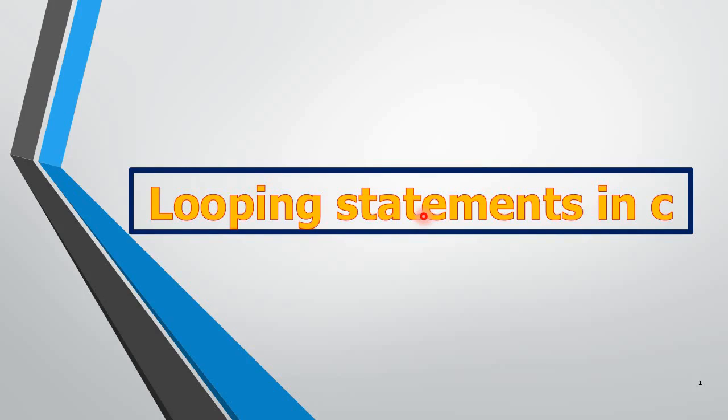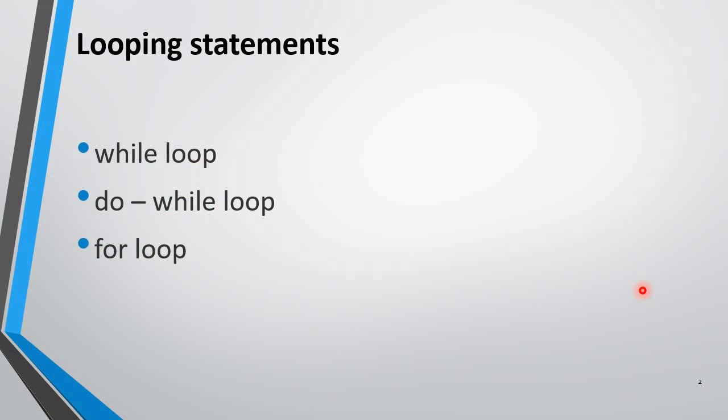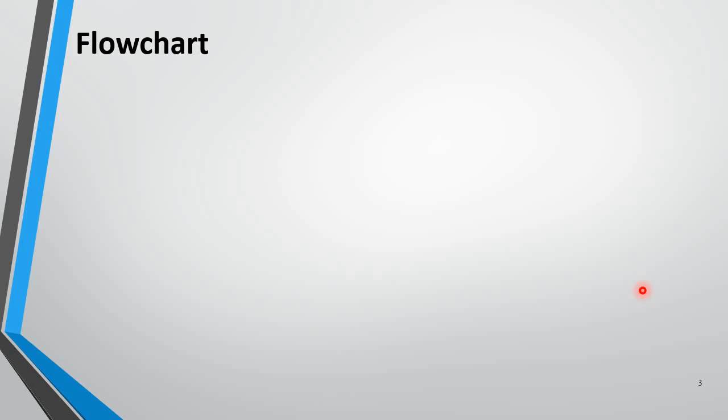Hello students, in this video we will learn about looping statements in C. There are basically two types of looping statements, that is while loop and for loop. Do while is a variant of while loop. Both while as well as for loop have the same flow chart.